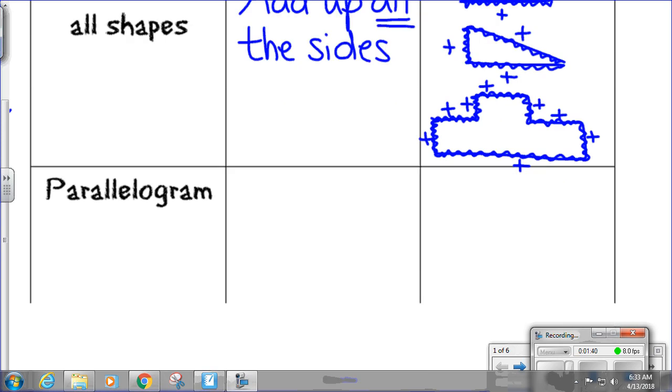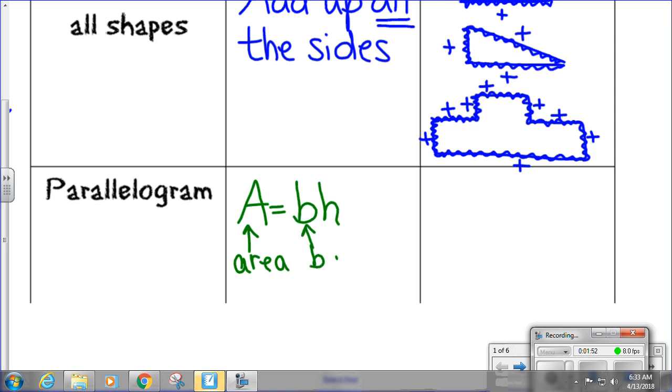Next shape we have is a parallelogram. The formula is capital A equals B times H. Capital A stands for area, lowercase b stands for base, and the lowercase h stands for height. In geometry, every formula's variable stands for something very specific. So we have the formula for area of a parallelogram equals base times height.